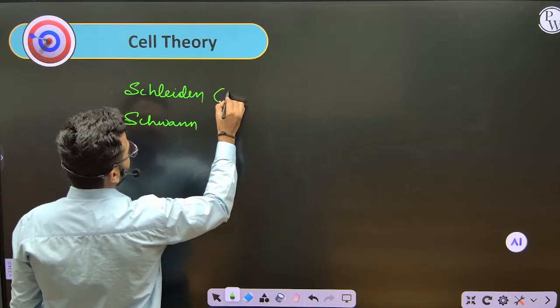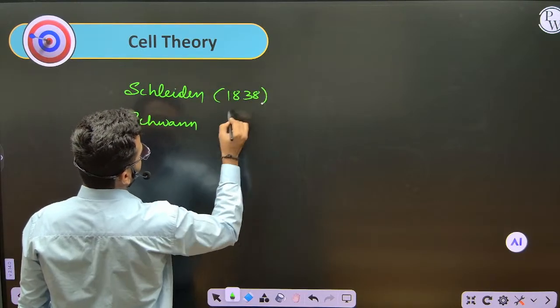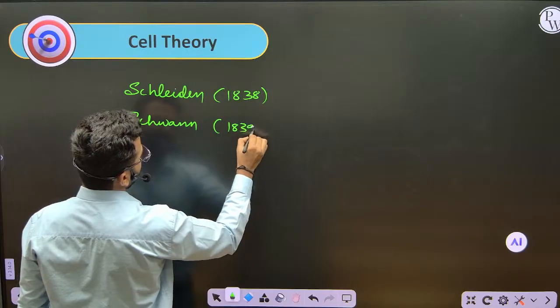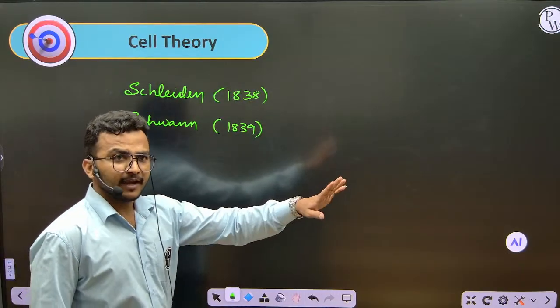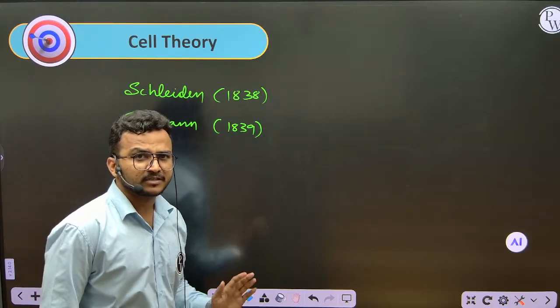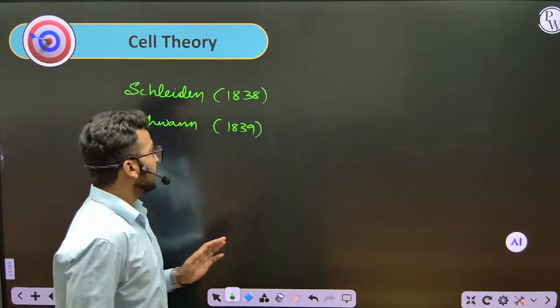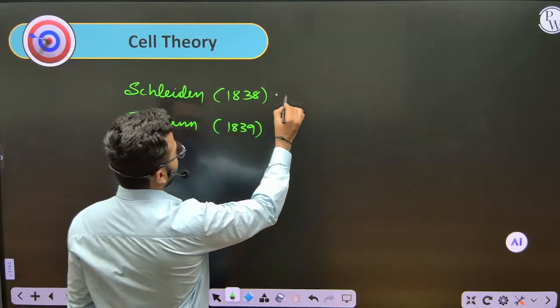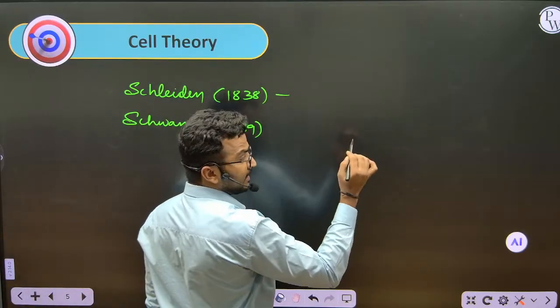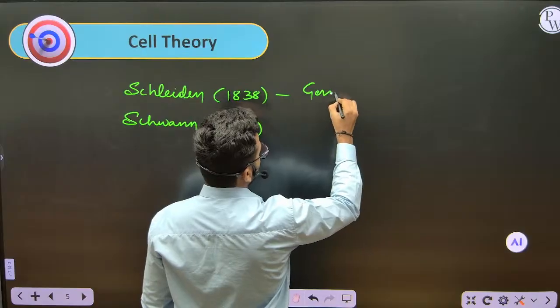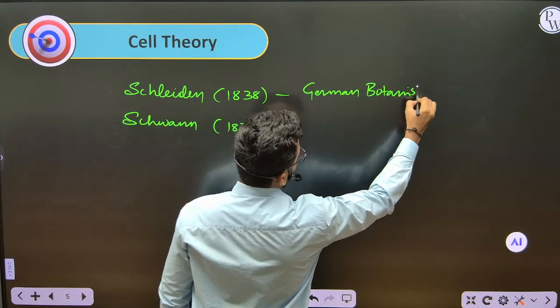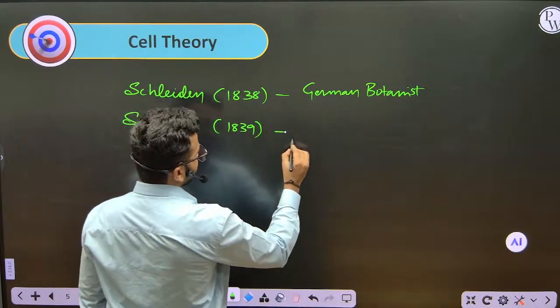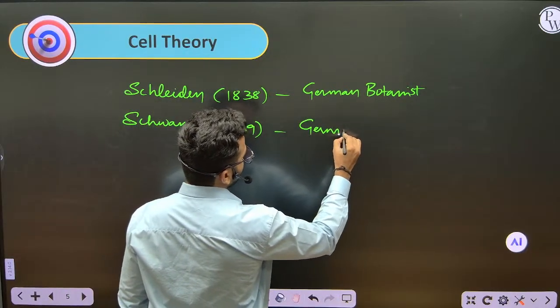These two are the scientists in 1838 and 1839 respectively, who worked on cell theory and how a cell is related to our functions and our organisms there. So here in 1838, Schleiden, a scientist who was a German botanist, and Schwann, a scientist who was a German zoologist.